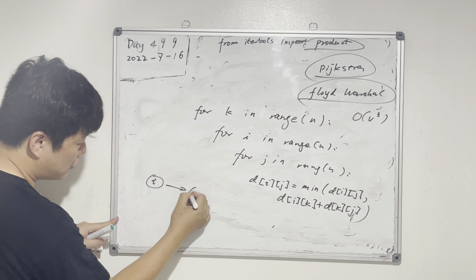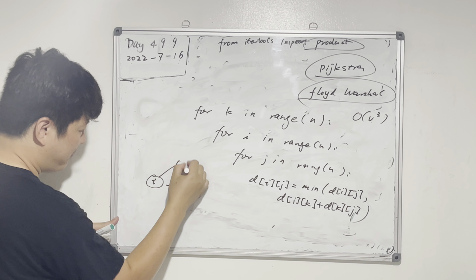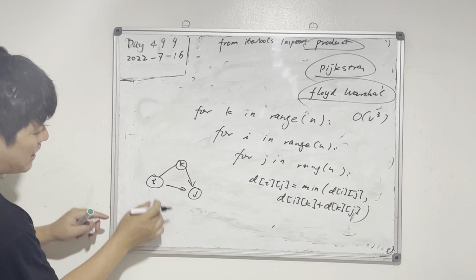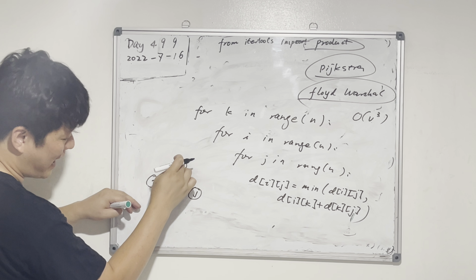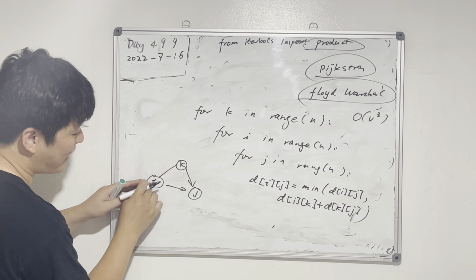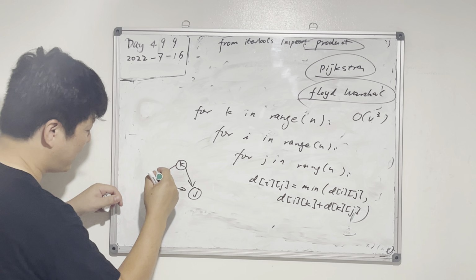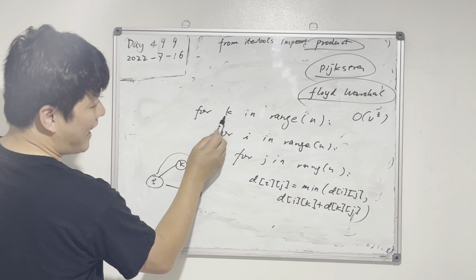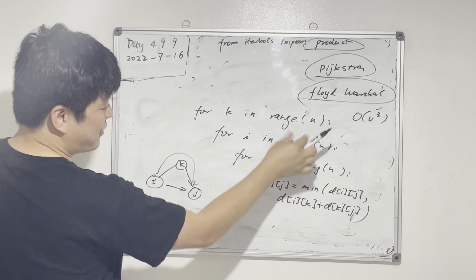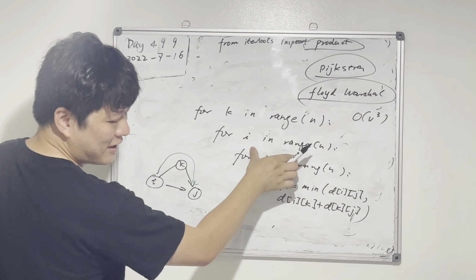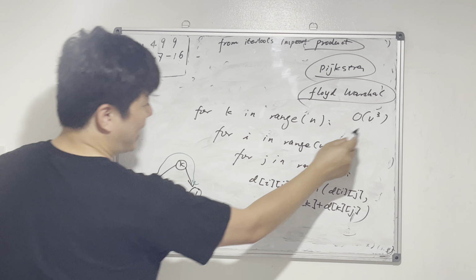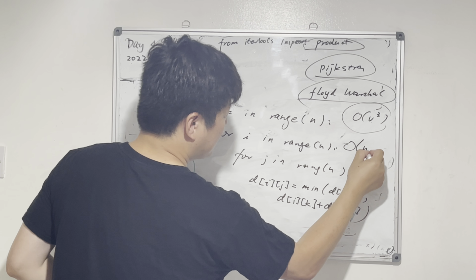I to J, and we found out that the K, right? So if the I to J cost is bigger than I to K plus K to J, then we can replace I to J using these paths, right? That's what it is. For K in range n, that takes n iterations, and each iteration takes n iterations, and each of those takes n iterations, so that time complexity is O(n cubed), okay?